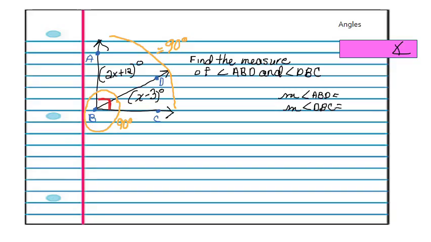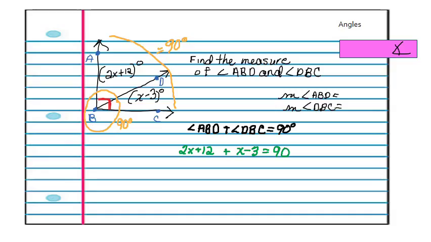We know we can add two angles together to equal a whole angle. So that's what we're going to start with. We know angle ABD added to angle DBC equals the 90 degrees, the right angle altogether. So now we're just going to substitute the values. So we have 2x plus 12, plus x minus 3, and it all equals 90.